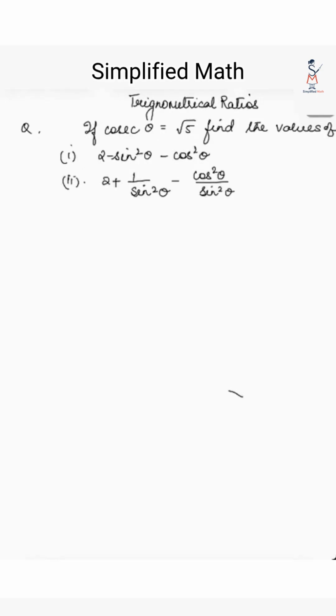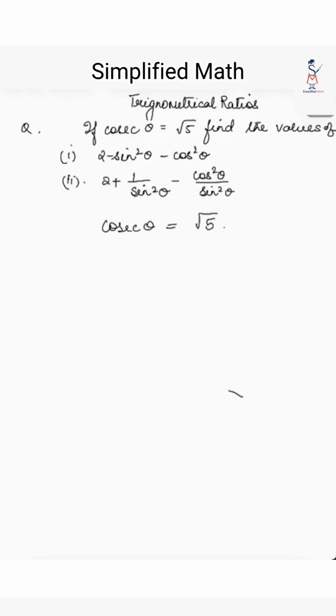Hi, we are doing trigonometrical ratios. If cosec theta is root 5, find the value of 2 minus sine square theta minus cos square theta. And the second one is 2 plus 1 by sine square theta minus cos square theta by sine square theta. Right? Now we know cosec theta is root 5.